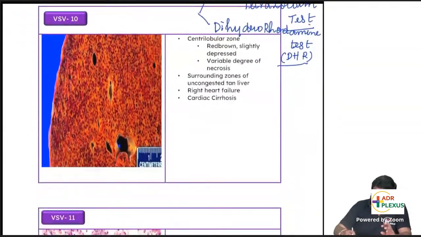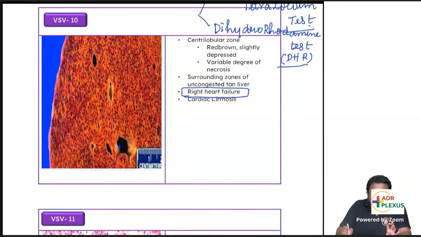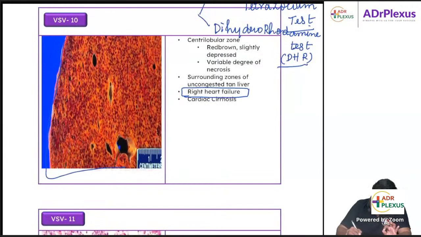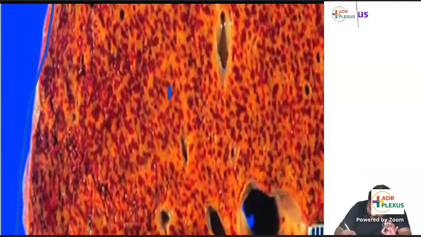Okay. So moving on to the next image. A patient is having a right heart failure. Autopsy of the liver revealed this finding, in which you can see alternating dark red and normal appearing tissue.